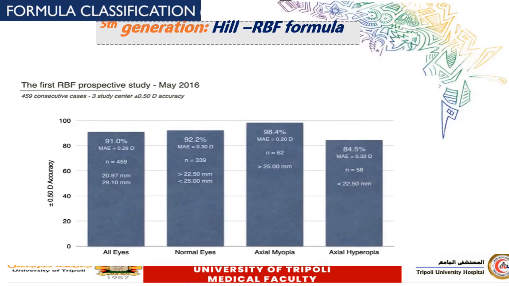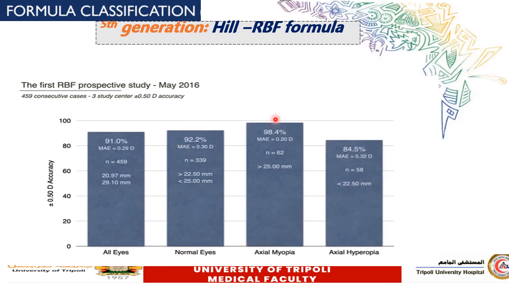This is the initial output of a prospective study conducted in 2016 for the RBF formula, utilizing the first version, and it compares all eyes, normal eyes, and patients with axial myopia and axial hypermetropia. You can see the result, a high degree of precision, reaching up to 91% in all eyes, and in normal eyes up to 92%.